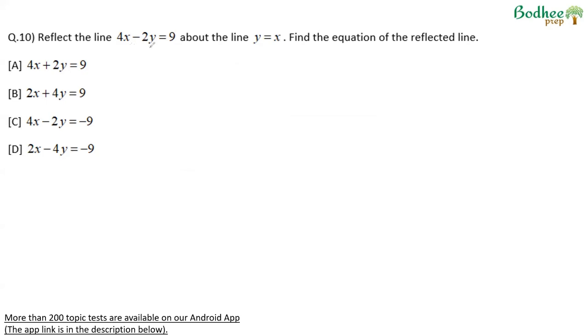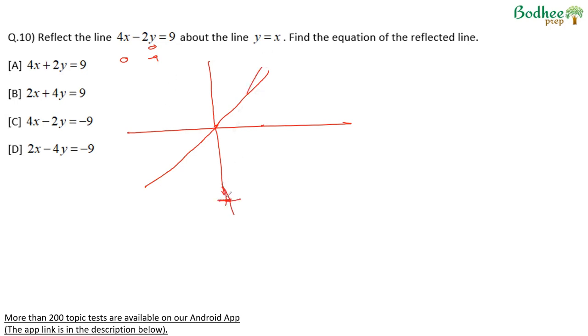That is the answer. Reflect the line 4x minus 2y is equal to 9 about the line y is equal to x. Y is equal to x is this line. 4x minus 2y is equal to 9: when y is 0, x will be 9 by 4. When x is 0, y will be minus 9 by 2, which is minus 4.5. Here we had 2.25. The line will look something like this.